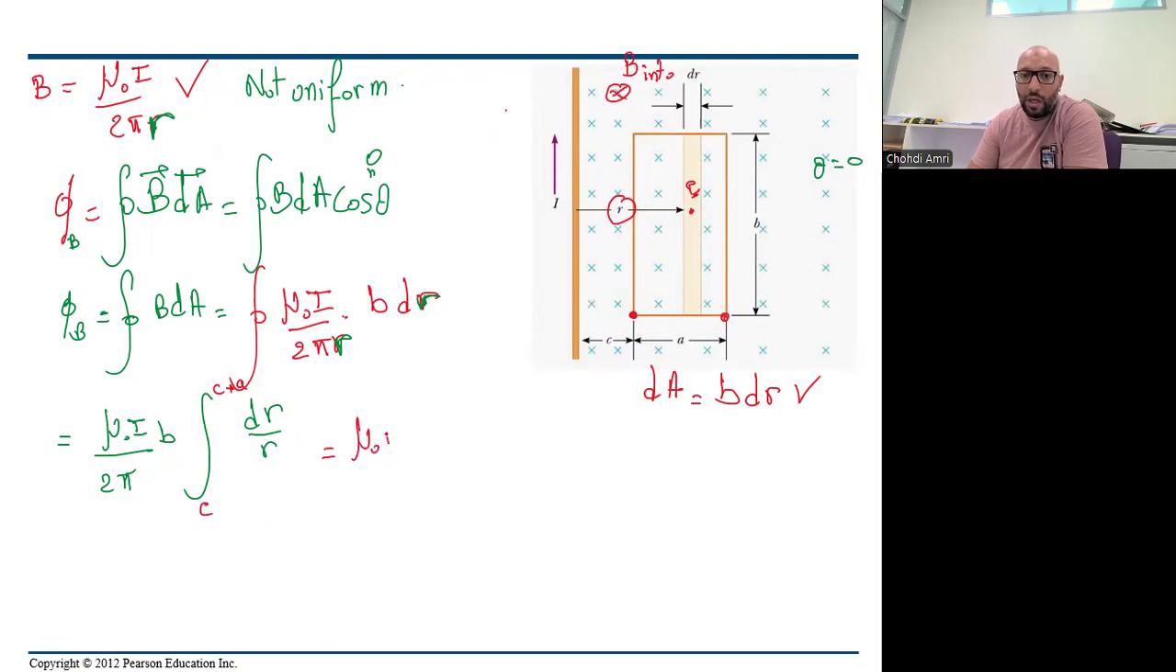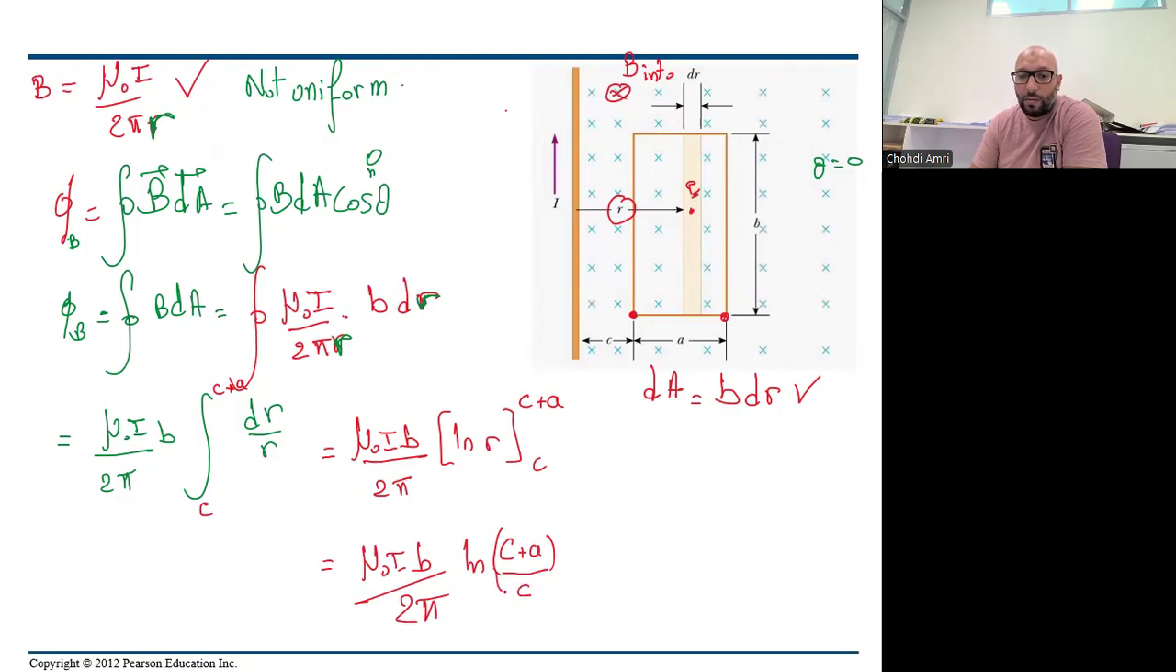So it's mu naught I B over 2 pi ln r, from C to C plus A. So we can say that it's mu naught I B over 2 pi, ln(C plus A) minus ln C, which is equivalent to ln of (C plus A) over C. That's okay. This is the magnetic flux for this example. We are done.